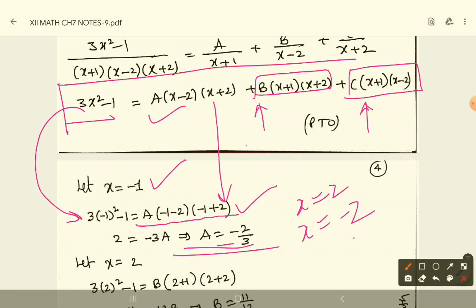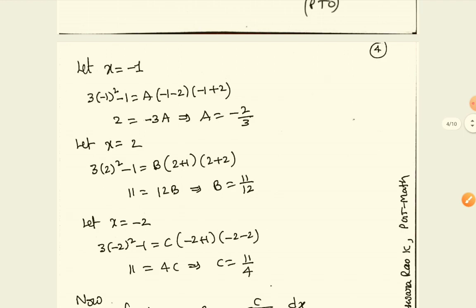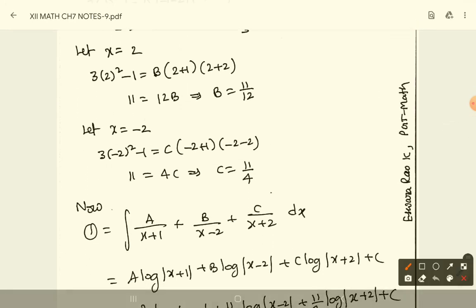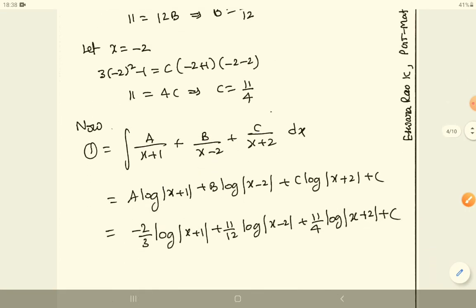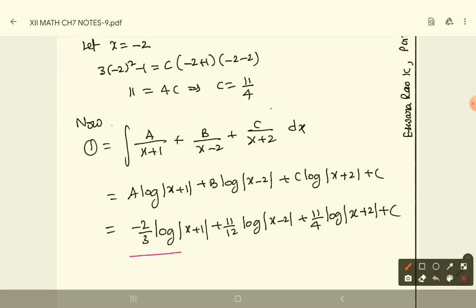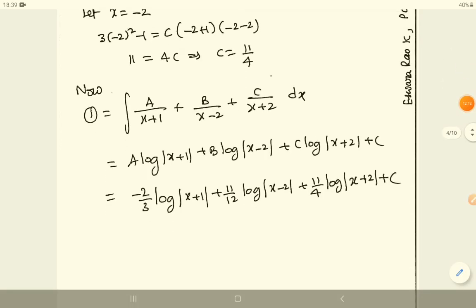So this expression is very important. Try to understand. Next, same way, after getting all the A, B, C values, substitute them after integrating. It is A log|x + 1| + B log|x − 2| + C log|x + 2| + c. Then you will get the final answer as −2/3 log|x + 1| + 11/12 log|x − 2| + 11/4 log|x + 2| + c. Understood? Now let us see type 2.